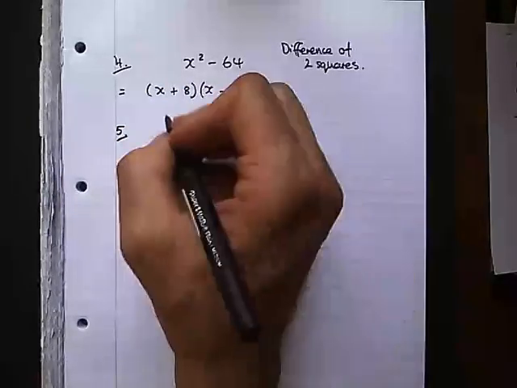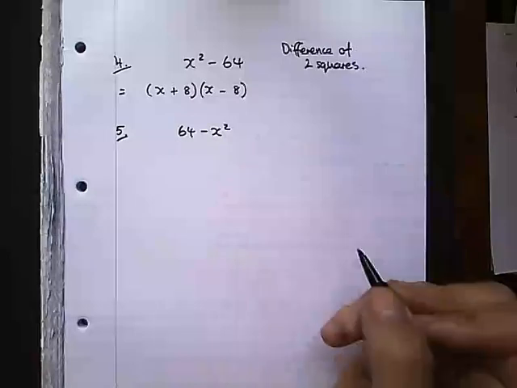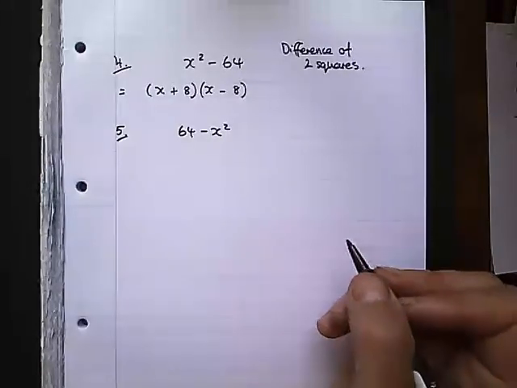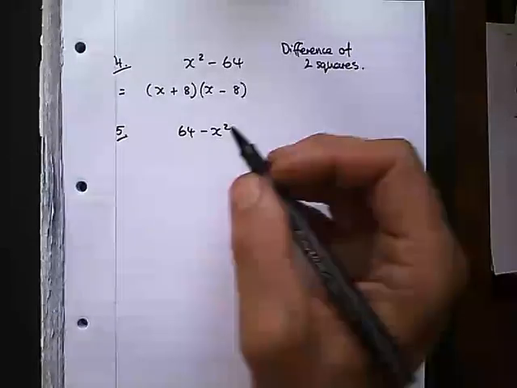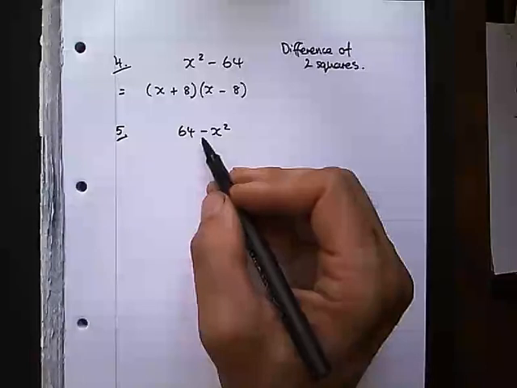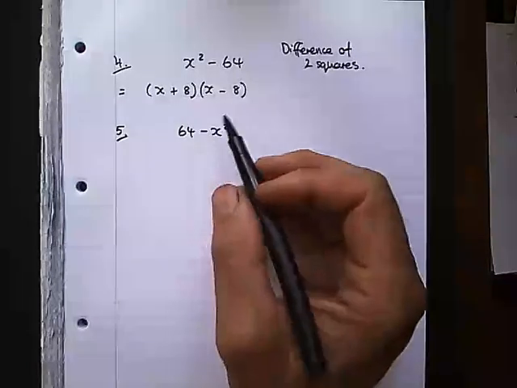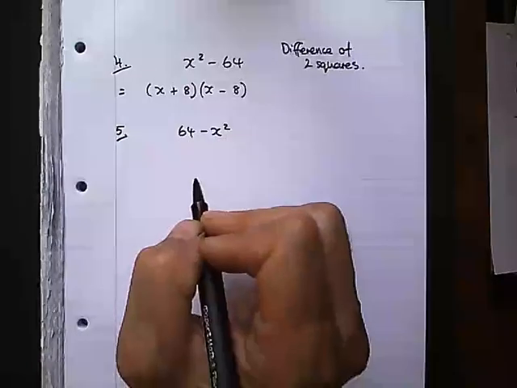Okay, let's have another example similar to that. What if I had 64 minus x squared? Okay, it's a quadratic still. If I wanted to go through the process of looking for the numbers that multiply to make 64, but add together to make 0, then I would still get 8 times 8. One is a plus, one is a minus. But this is the difference of two squares again.